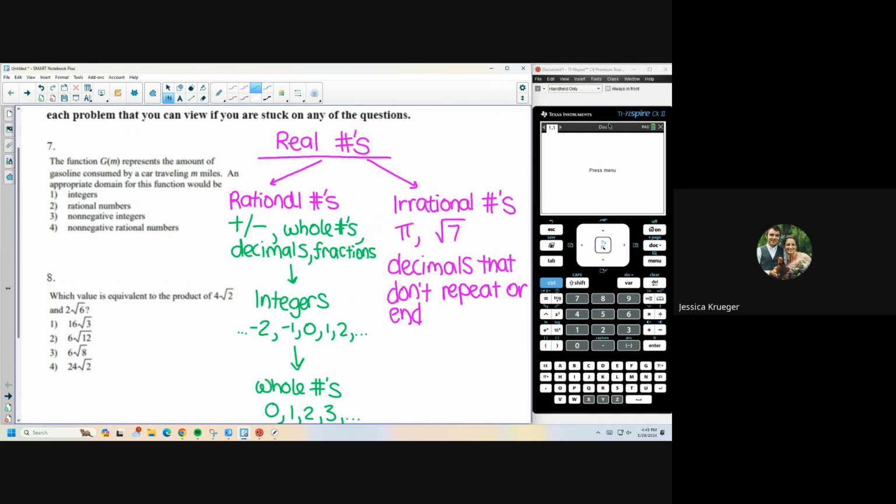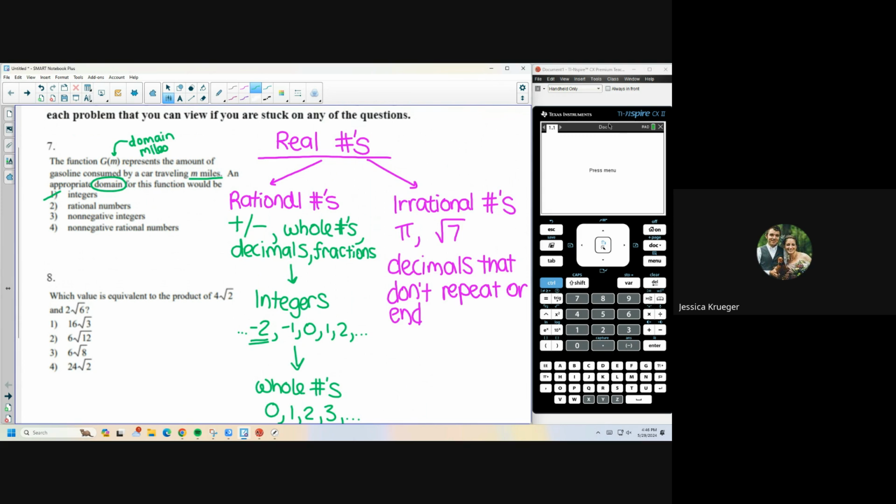So they give me the function g of m. It's the amount of gasoline consumed by a car traveling m miles. An appropriate domain. Your domain is your input. So domain would represent miles. So how many miles does a car travel? So let's look at number 1, integers. Could a car travel -2 miles? Well, it doesn't say that we're looking backwards in time, so I don't think integers are going to work.